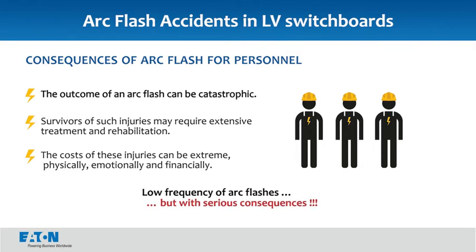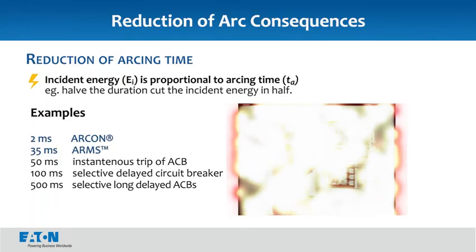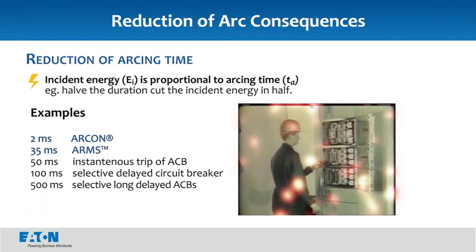The outcome of an arc flash can be catastrophic. Survivors of such injuries may require extensive treatment and rehabilitation. The costs of these injuries can be extreme, physically, emotionally, and financially. The best way of reducing the consequences of arc flash is reduction of arcing time. Incident energy is proportional to arcing time. This means that halving the duration cuts the incident energy in half.